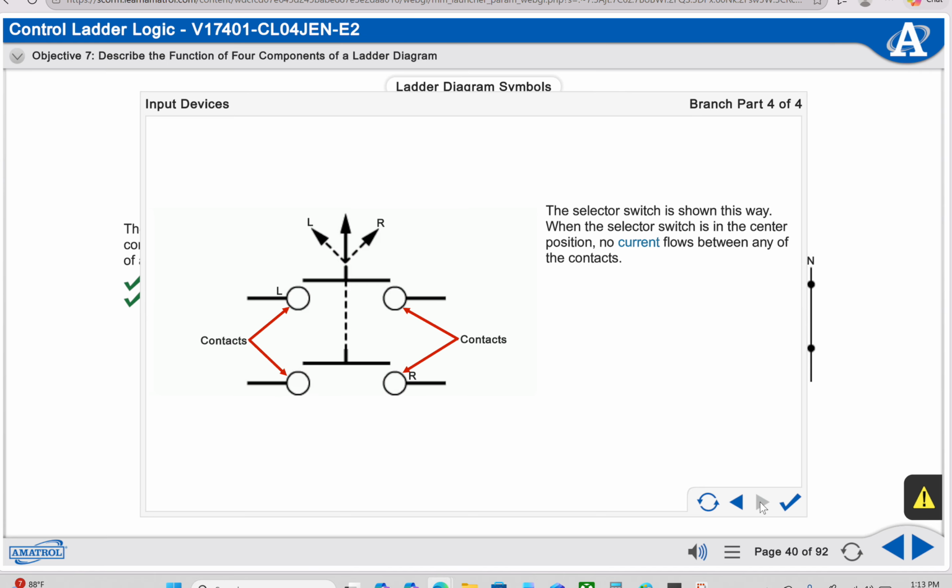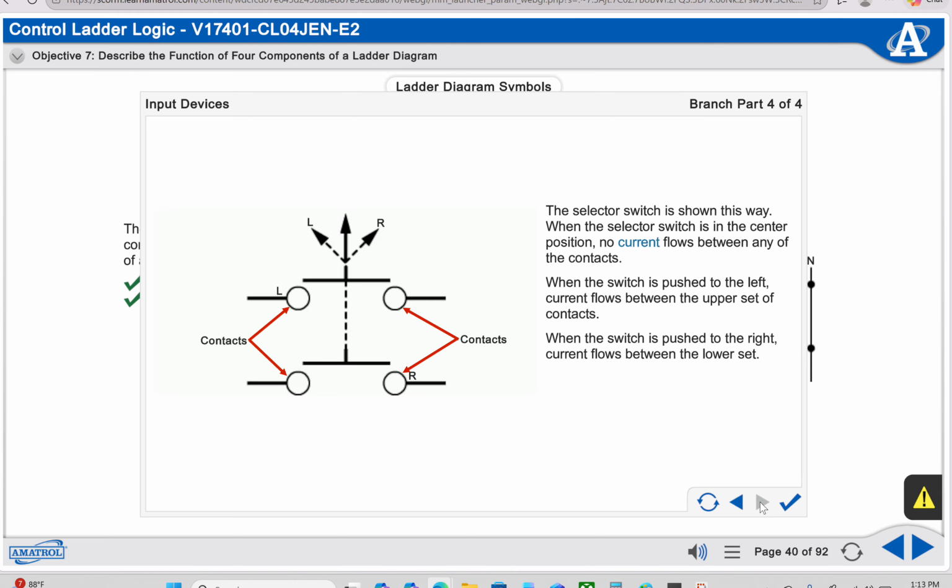The selector switch is shown this way. When the selector switch is in the center position, no current flows between any of the contacts. When the switch is pushed to the left, current flows between the upper set of contacts. When the switch is pushed to the right, current flows between the lower set.